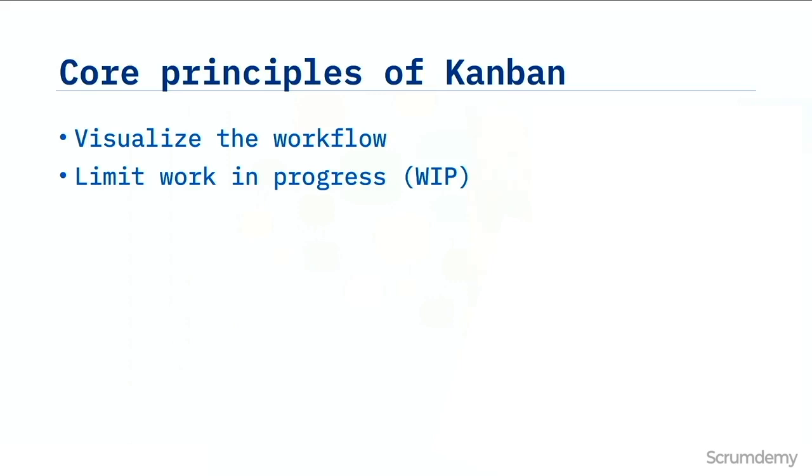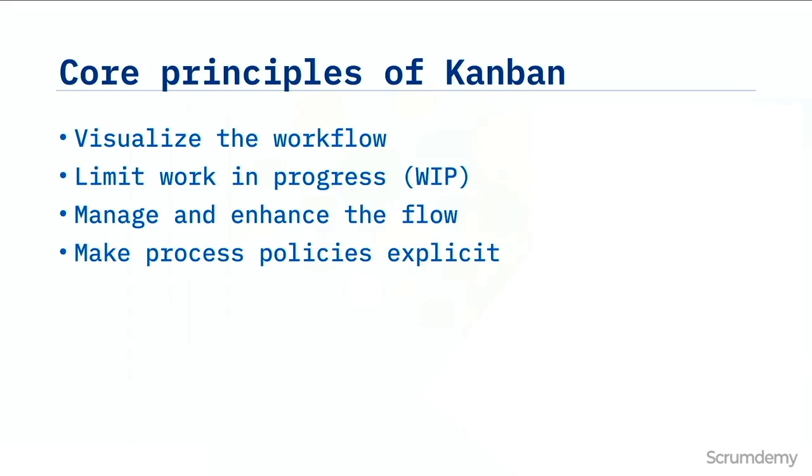Then there's managing and enhancing the flow in Kanban. They're always looking to improve. They're always looking to change and understand how can we get a better flow, a quicker flow on the manufacturing floor, and then making policies explicit so that everyone understands how things work and everyone understands the definition of done. What does it mean to have something be done? We take that also from Kanban in our Agile planning to understand what the definition of done is and then continuously improving. Very, very important to get feedback and continuously improve on what you're doing.